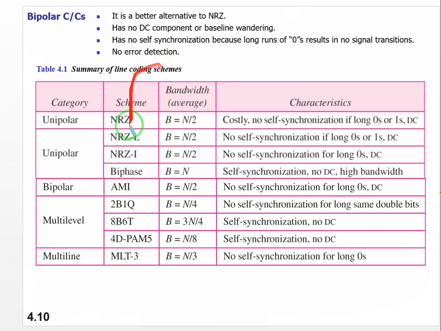So this is basically a summary of unipolar, bipolar and so on. In unipolar we use non-return to zero, NRZ-L, NRZ-I, and biphase. And in bipolar we use AMI, pseudoternary and so on. These methods we will leave for the next lecture, where we will see what we can do about multilevel or multiline schemes.